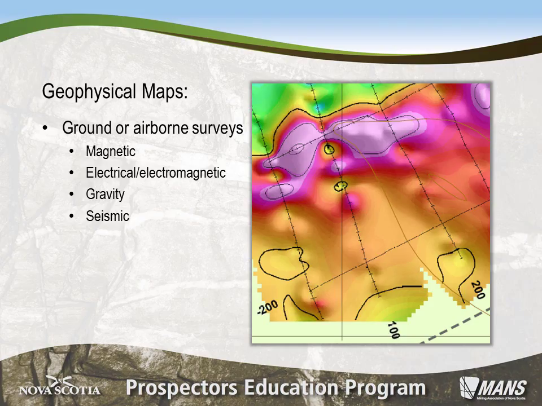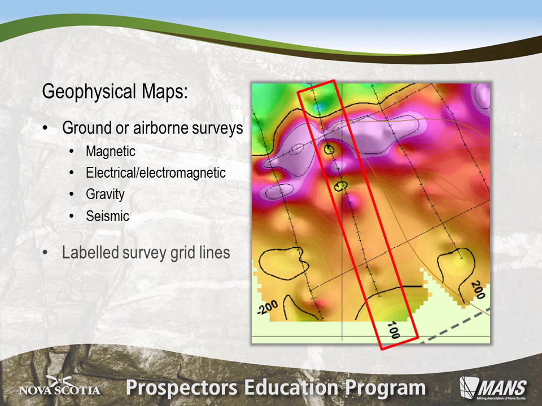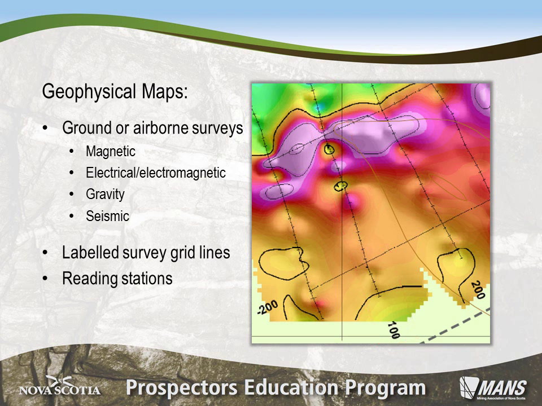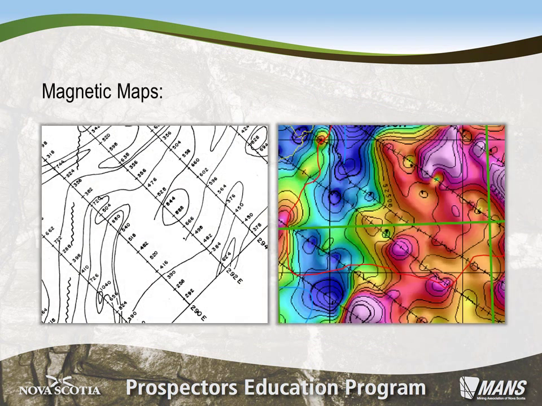Good quality maps have all the appropriate base map information and usually show the survey lines and locations where readings were taken. In this image, we can see labeled grid survey lines and reading stations as ticks along each line. Since geophysical surveys and their interpretation are quite complex, we will just look at one survey type in this section. One of the most common geophysical techniques is a magnetic survey.